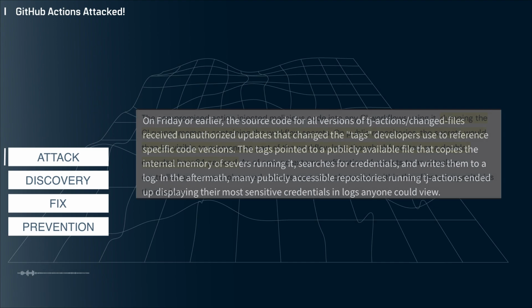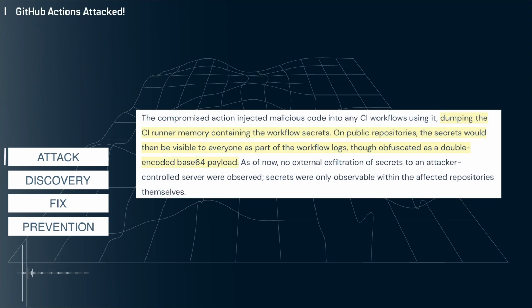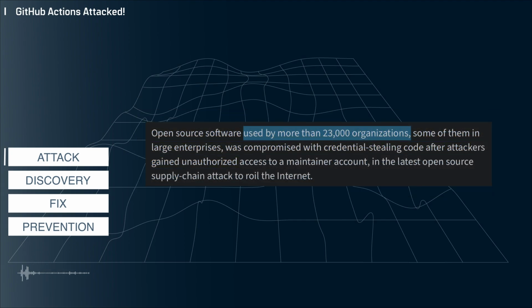So let's talk about what this malicious code does. It dumps the memory of the GitHub action runner process to a log after base 64 encoding it. In a private repository, this probably isn't a big deal, but for a public repository, that log would be publicly visible and would be an issue because there could be all kinds of secret tokens or passwords in that memory dump. And apparently more than 23,000 organizations use TJ Actions, so this is a pretty serious issue.